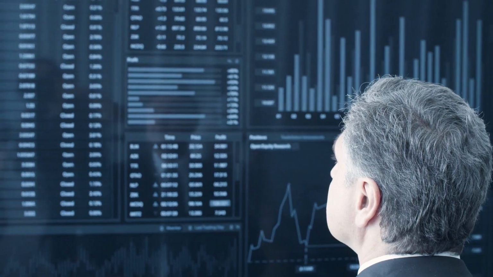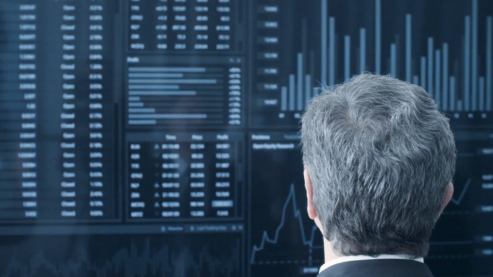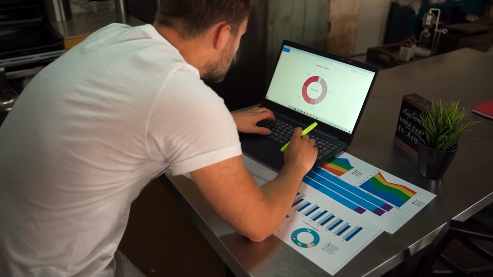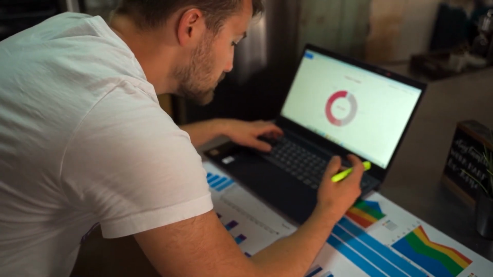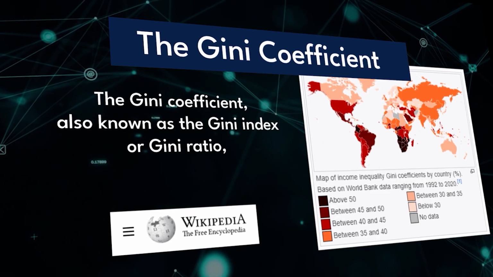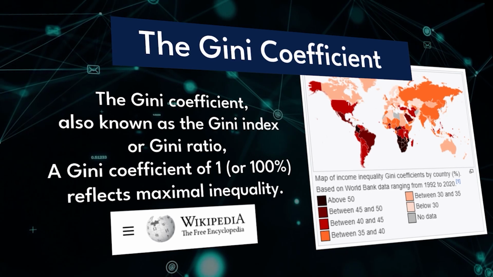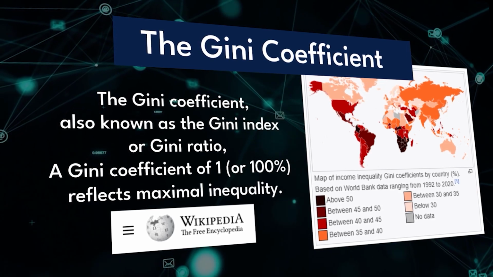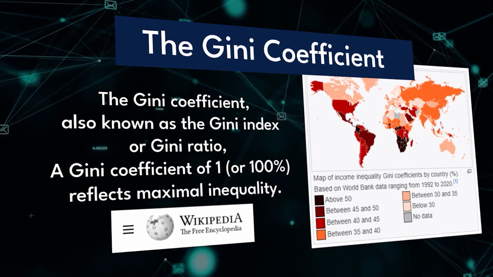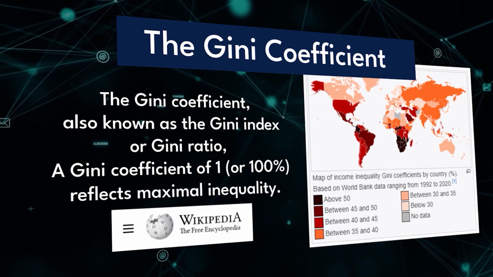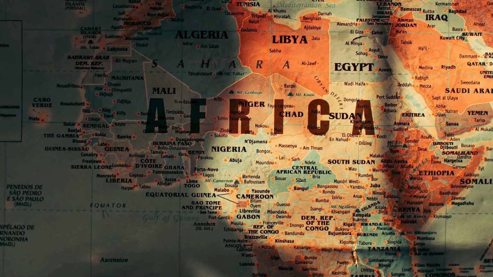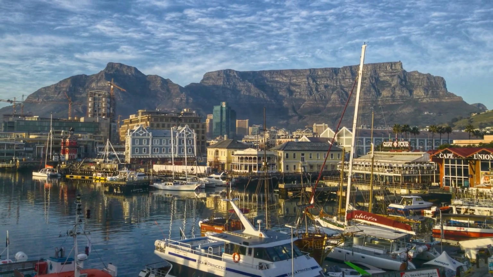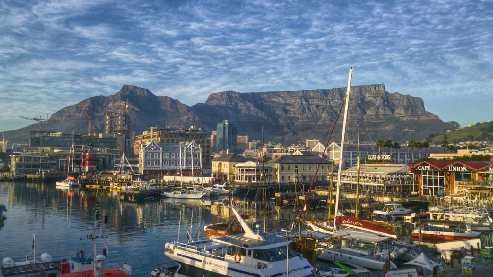Why looking at GDP alone can be misleading. While GDP is a crucial measure, relying on it alone can be misleading. GDP doesn't account for income distribution. A growing GDP can mask rising inequality. The Gini coefficient is a metric used to measure income disparity. It ranges from 0, representing perfect equality, to 100%, representing perfect inequality. For instance, South Africa has a high Gini index of about 63%, indicating considerable inequality, despite having a relatively high GDP in its region.